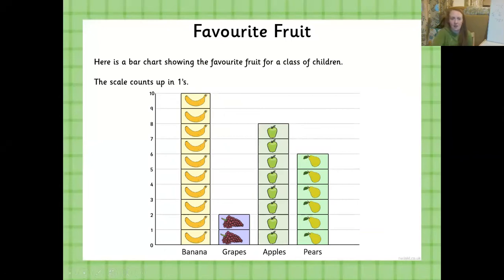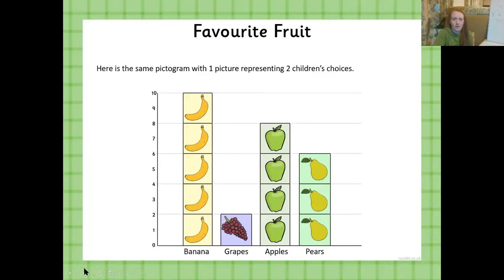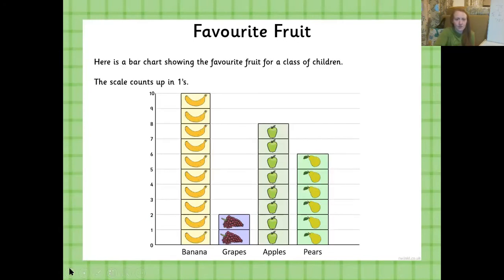And you can see that by looking at the scale at the side, look, because it's not counting in 2s, it's counting 1, 2, 3, 4, 5, 6, 7, 8, 9, 10. It's counting up in 1s. That means that each picture represents 1. Here is the same pictogram with one picture representing 2 children's choices. Now let's just flip back. If I look here at the number 1 and I go across with my cursor, that shows me one picture of a banana, one thing.